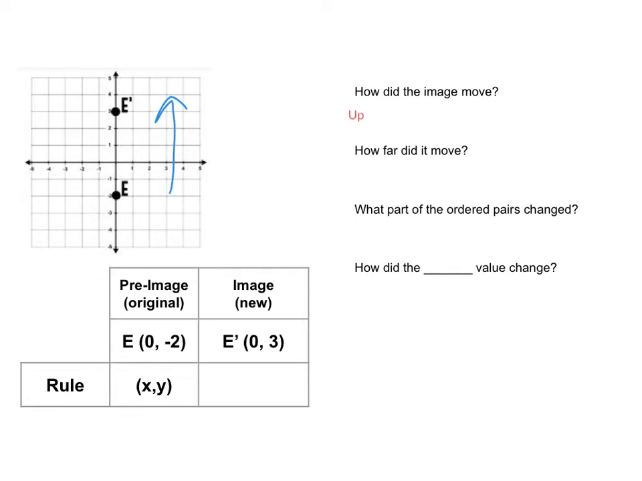The next thing we'll be able to answer is how far did it move? So we're looking, how far did I go from E to E prime? I'm going to count 1, 2, 3, 4, 5. Now, when I look at my ordered pairs, I can look and see by going up, all that changed is my Y values. When looking at those Y values, I go from -2 to +3. So those Y values increase. And remember, an increase means we're adding.